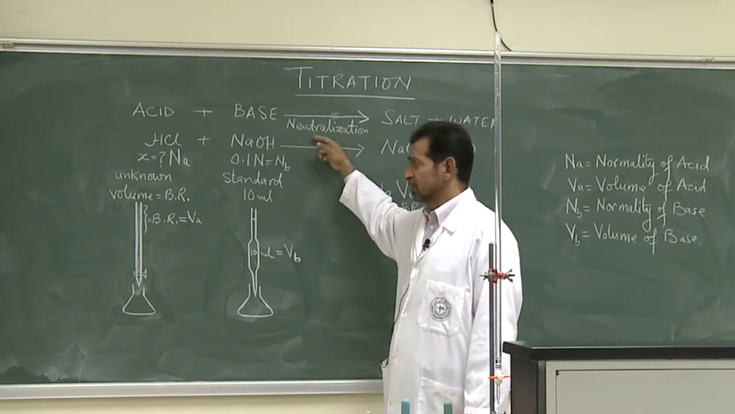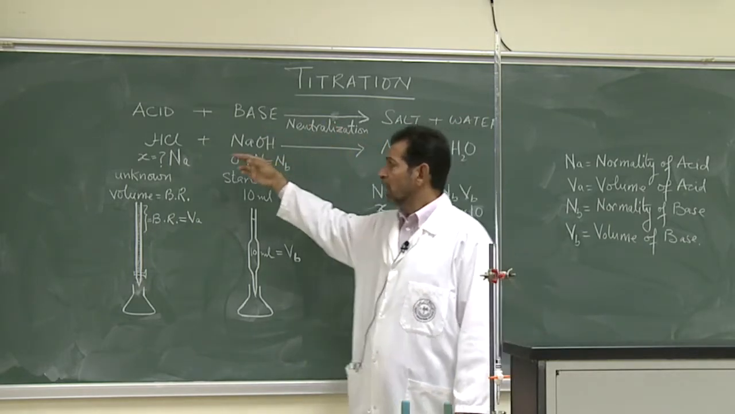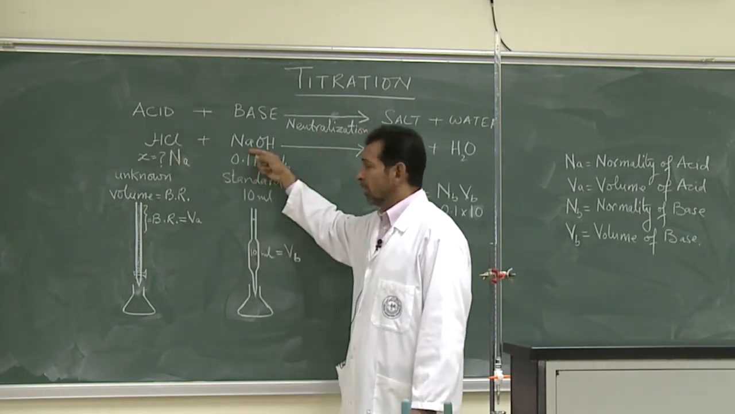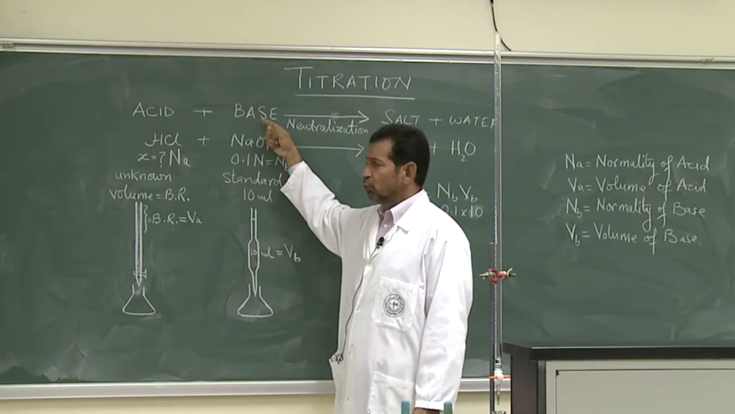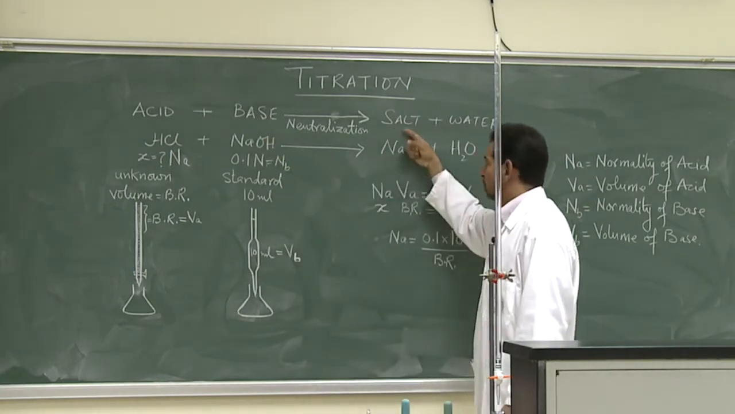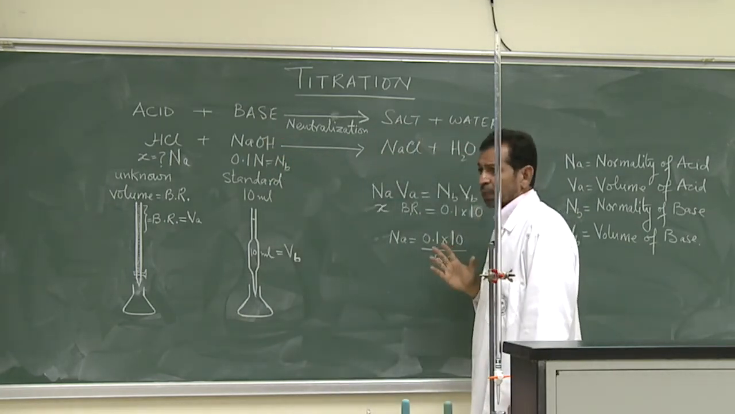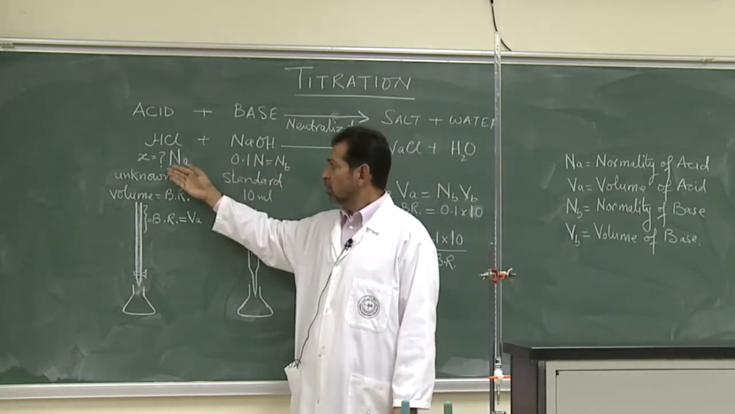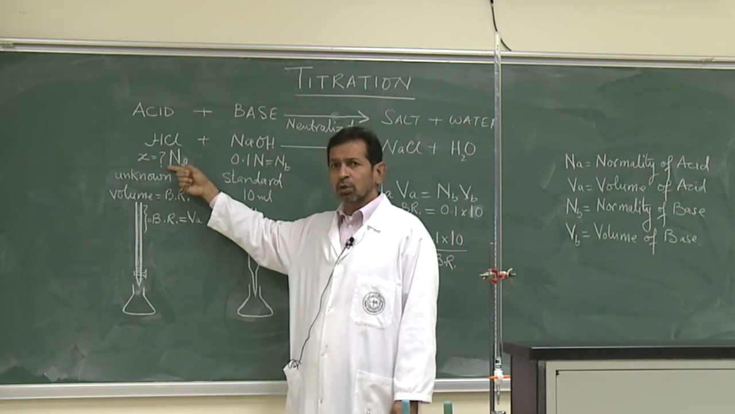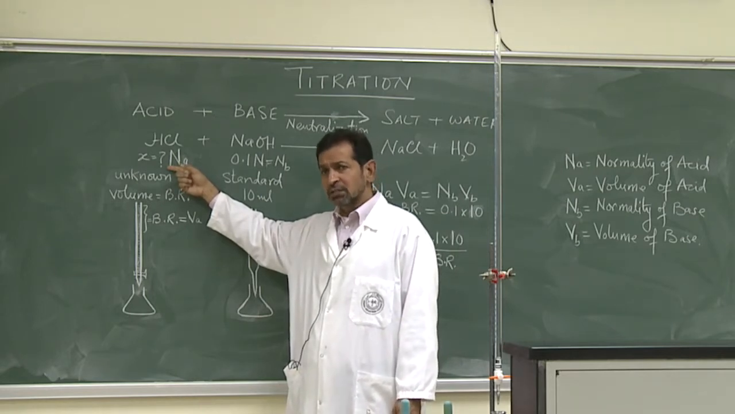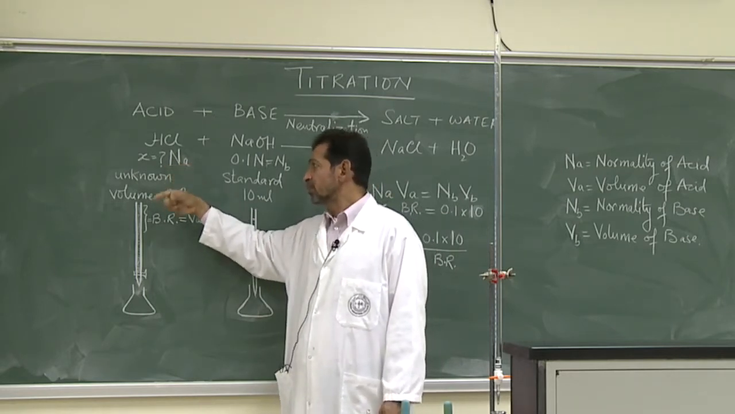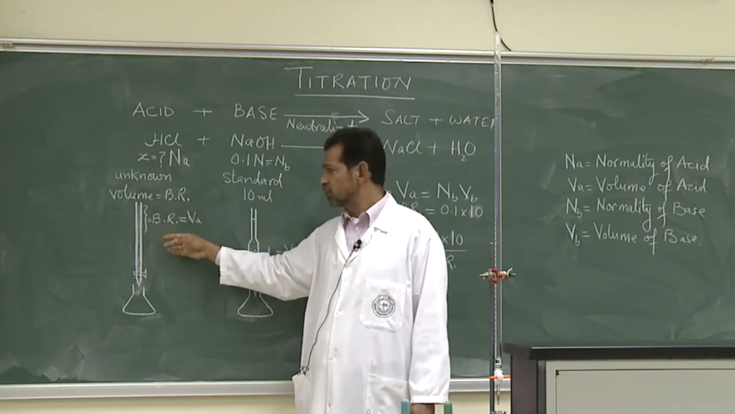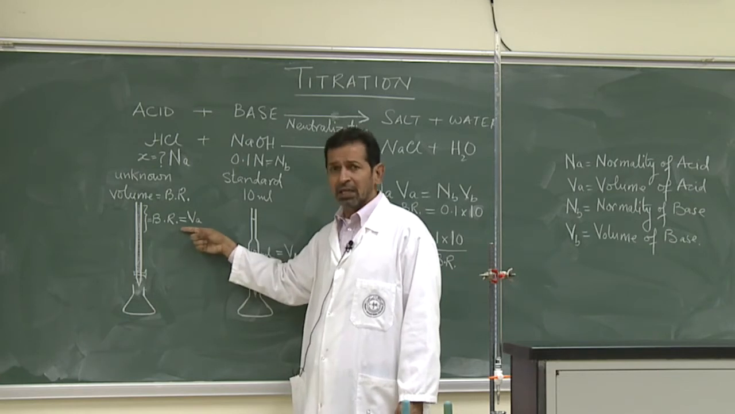That is called neutralization. For our case, we are taking hydrochloric acid as the acid and sodium hydroxide as the base to produce sodium chloride as a salt, and water. Among these two solutions, the hydrochloric acid is unknown. We don't know the concentration of hydrochloric acid. That is called Na, and the volume of the acid is determined by the burette reading. This BR means burette reading, that is called Va.